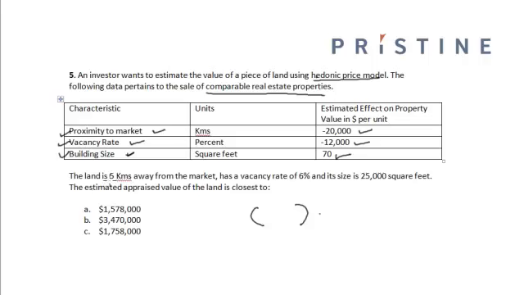So in this case, since the land is 5 km away from the market, the estimated effect on the property will be 5 kilometers into minus $20,000. With a minus sign, because for each kilometer away from the market, the value of the property decreases by $20,000.